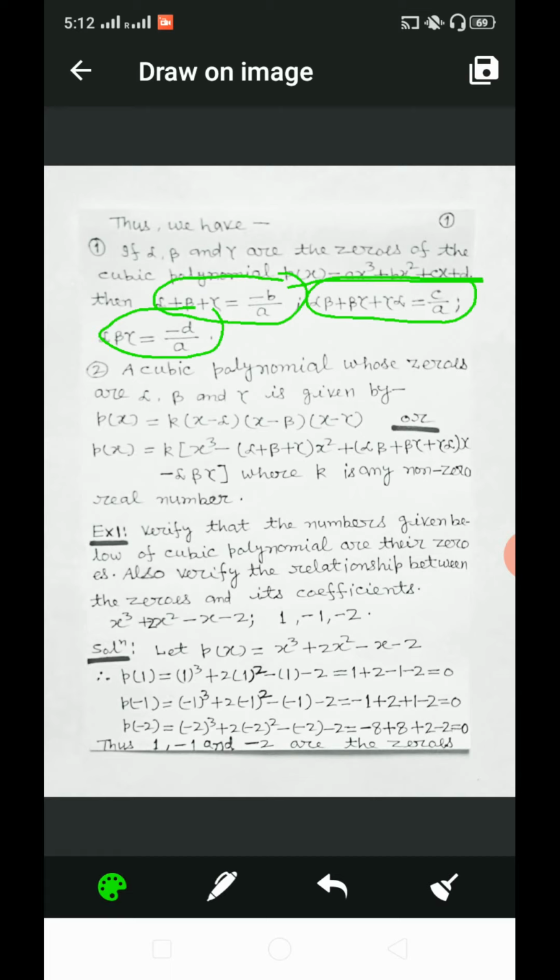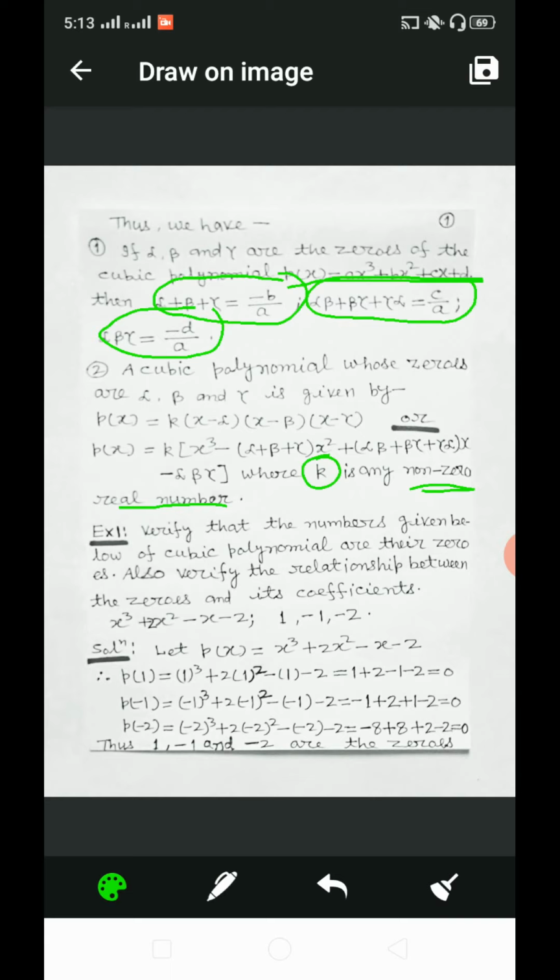Formation of a cubic polynomial whose zeros are alpha, beta and gamma is given by p(x) is equal to k into (x minus alpha) into (x minus beta) into (x minus gamma), or we can write p(x) is equal to k into (x cube minus (alpha plus beta plus gamma) into x square plus (alpha beta plus beta gamma plus gamma alpha) into x minus alpha beta gamma), where k is any non-zero real number.